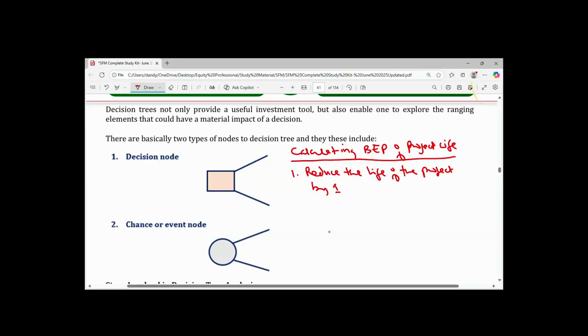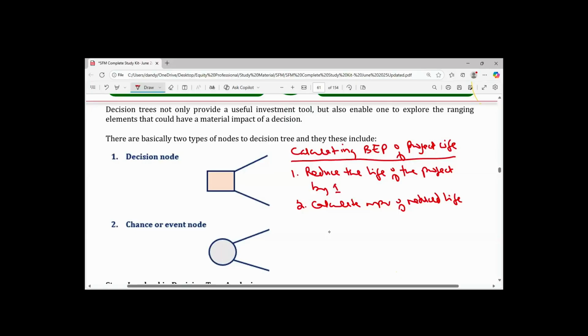Then step 2 says you should calculate net present value of the reduced life. So in my example, if the useful life of this project is 5 years, when you reduce it by 1, that means it will remain 4. That means you are going to calculate NPV for 4 years instead of for 5 years. That's what I mean by calculate NPV of the reduced life.